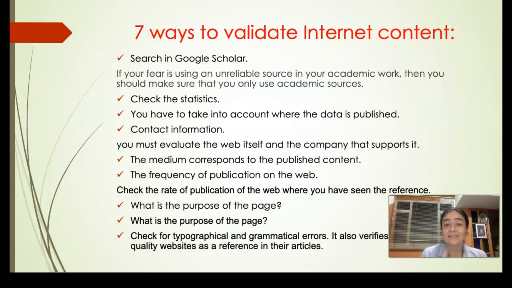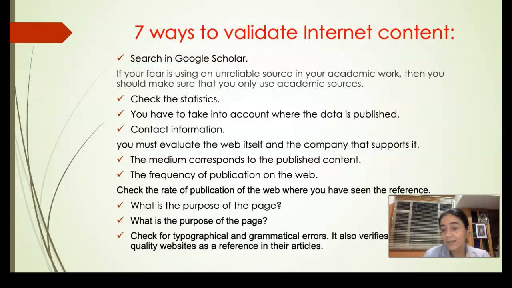The other seven tips are to validate internet content. Number 1, search in Google Scholar. If you are using sources in your academic work, then you should make sure that you only use academic sources. The second is to check the statistics. You have to take into account where the data is published.